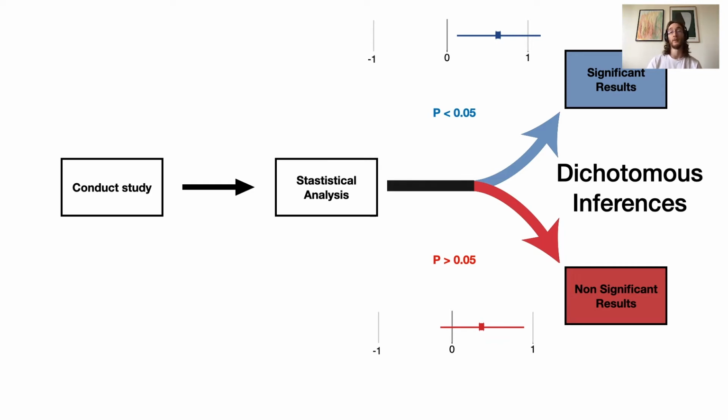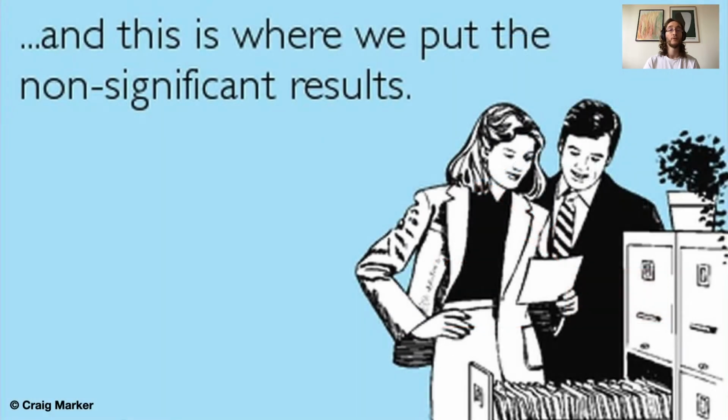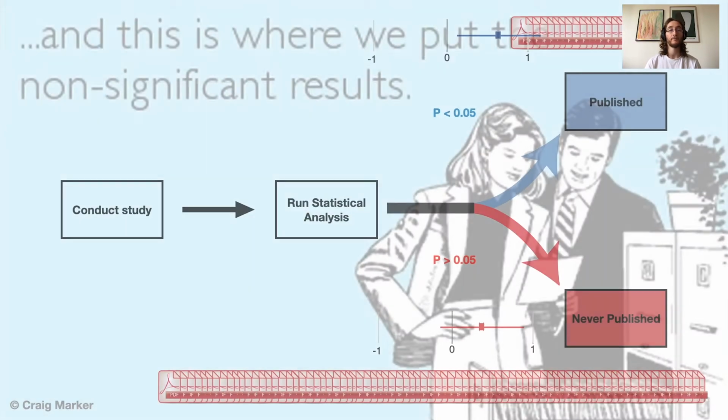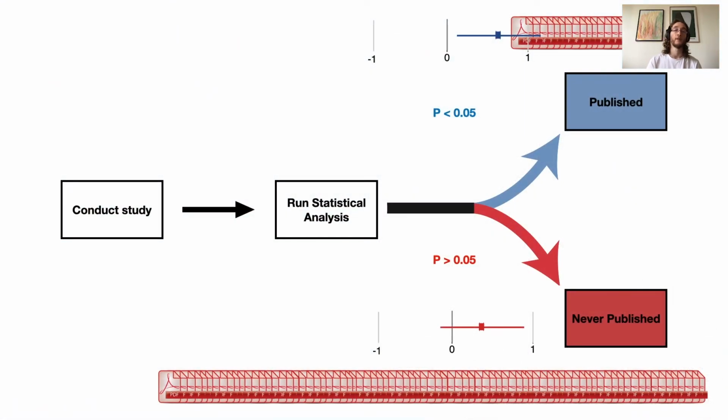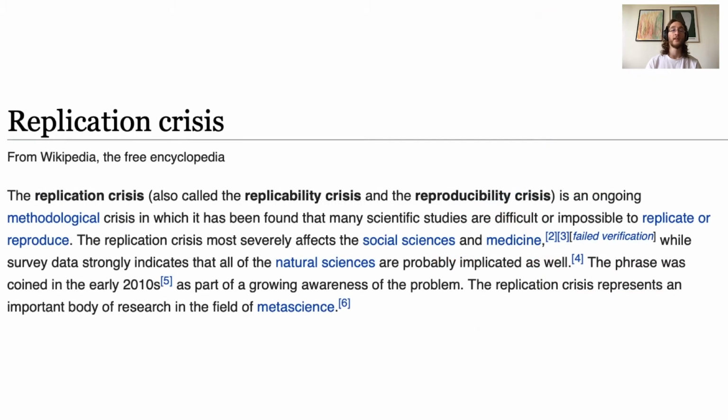The first one is called the file drawer effect, which means that papers that present inconclusive evidence are often much harder to publish. Another very negative effect of dichotomous inferences is that they can lead to a replication crisis, a term that was coined in 2010 when it was found that many scientific studies were difficult or even impossible to replicate or reproduce.